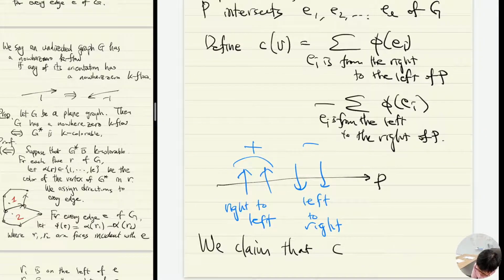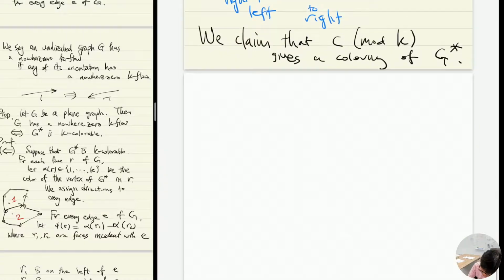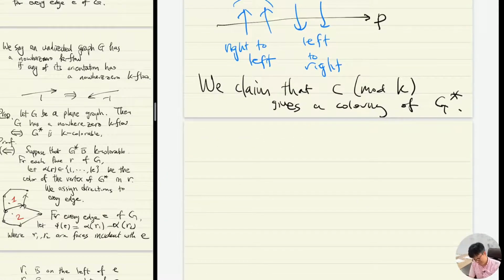But you never know whether it gives a coloring. So let's do C modulo k. Does it give a coloring? So why is it consistent?